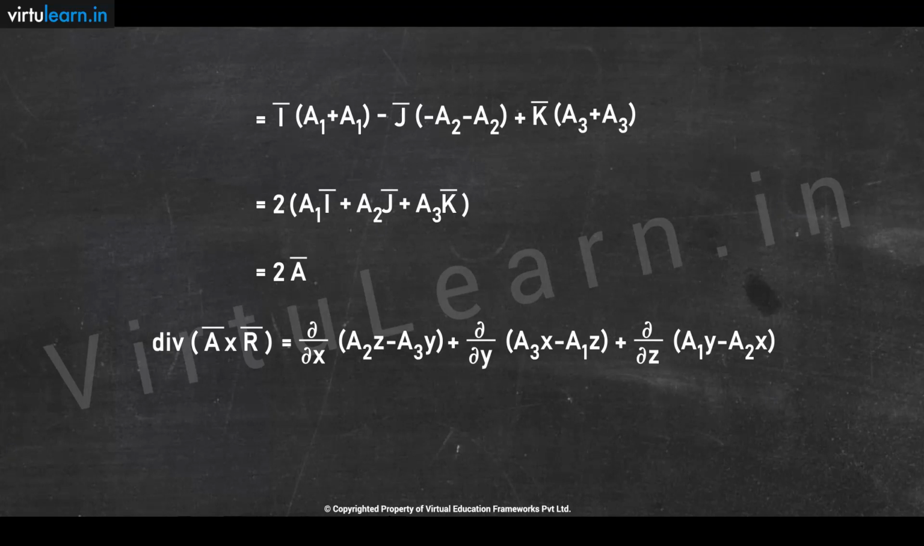The first component has no x term. The second component has no y term. The third component has no z term. So, their partial derivatives with respect to x, y, z will be respectively 0, or finally we get 0.